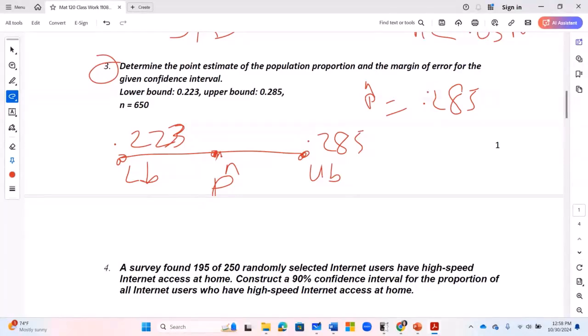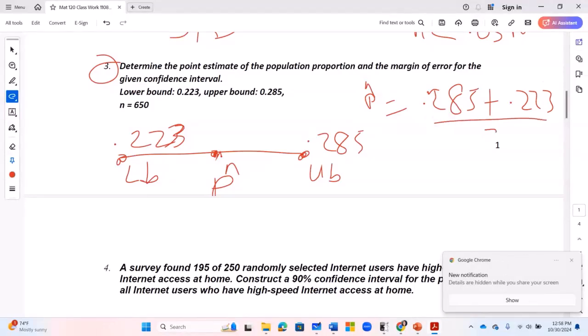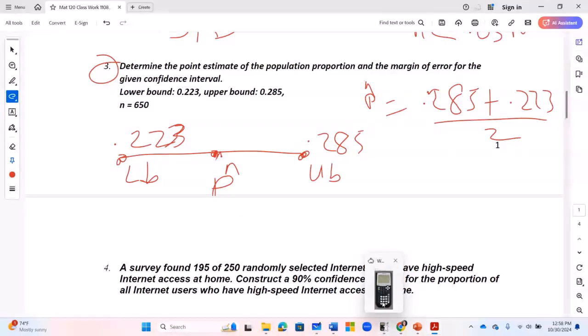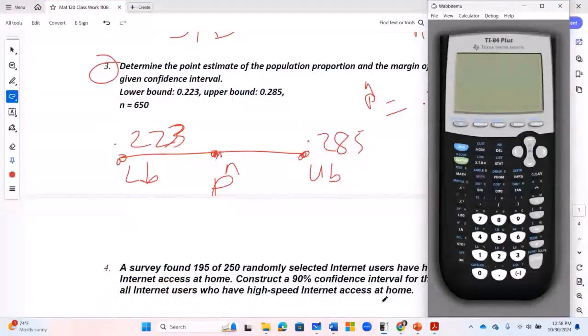0.285 plus the lower bound 0.223, and then I divide them by 2. Okay, so I pull my calculator up and add them together, divide by 2. Then I get the sample proportion. So that's what I'm going to do right now.